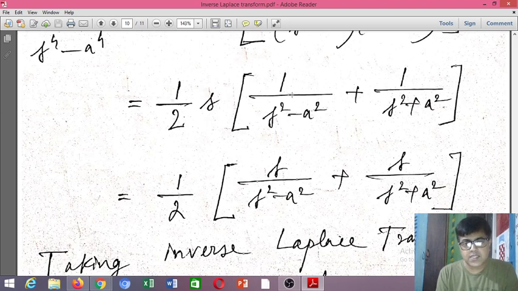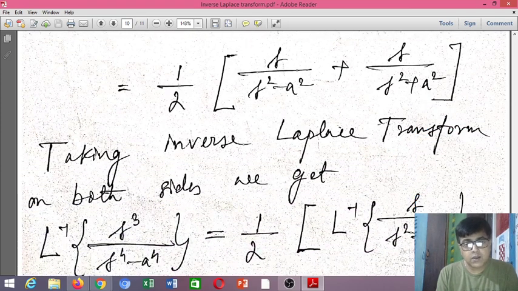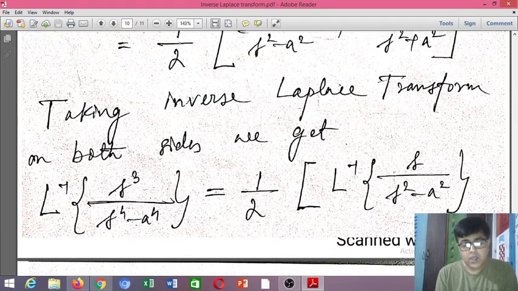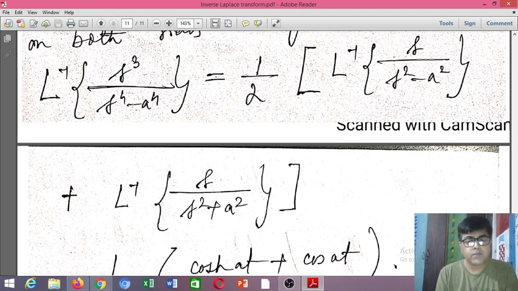If you multiply this s with each term, it becomes of a very well known form, which you all know: s by s square minus a square and s by s square plus a square. Both the forms are very well known to us. One is of course the cos hyperbolic, the other one is the cosine function. So now you are in a position to take the inverse Laplace transform. You will take the inverse Laplace transform on both sides, and using the linearity property, half will go outside. So it will be half into L inverse of s by s square minus a square plus L inverse of s by s square plus a square.